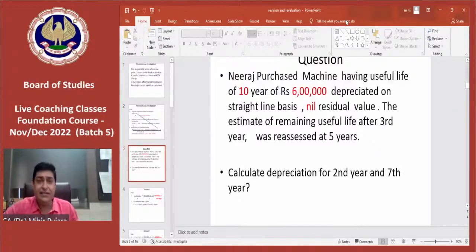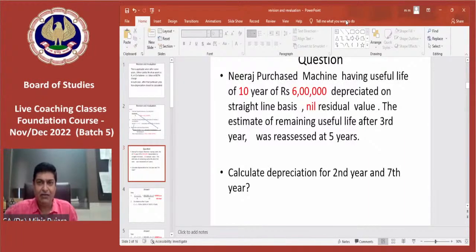Sir, 10 is the number of years, the life of the asset. 6 lakh is the cost of the asset. And nil is the scrap value, S. So N is 10, C is 6 lakh, S is nil. Perfect, guys.